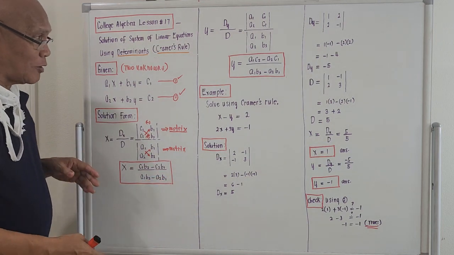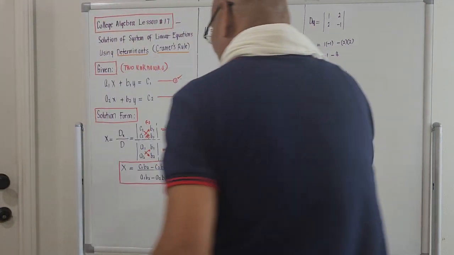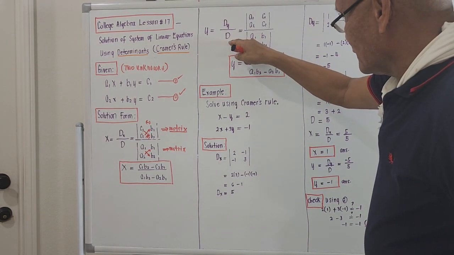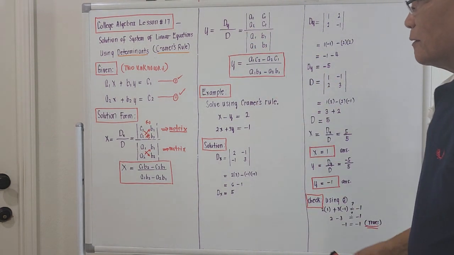Okay, for the value of y, it will be the determinant of y all over D. Okay? Oh, I forgot something.